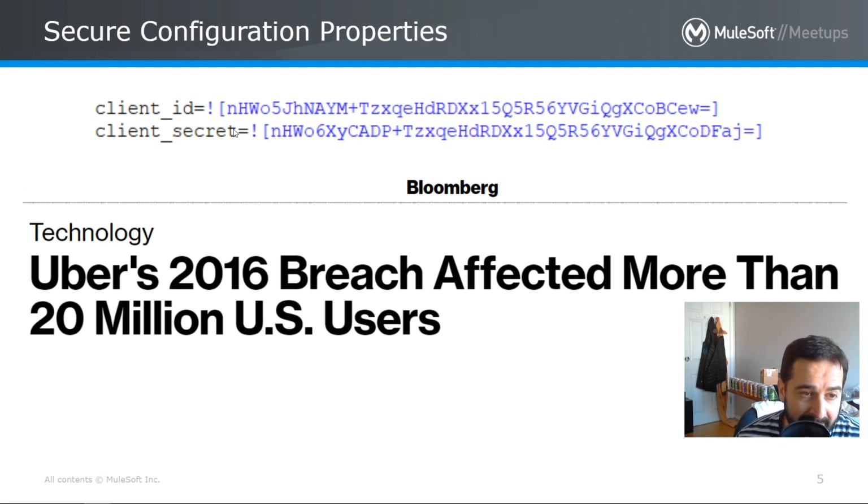So MuleSoft allows us in our property files, they have a module, I think it's called MuleSoft Security Vault or Security something. And it allows you to not print the sensitive information in your properties file, and it allows you to encode it, and then you check into your code repository the encrypted value instead of the sensitive information.